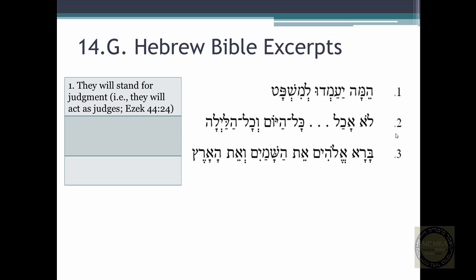So number 2, lo akal kol hayom v'kol halayla. So we have lo, which is a negator, akal, verb. Is it prefixed? No. No suffix, so this is the simplest form of the perfect, the third masculine singular. So "he did not eat," or "had not eaten," depending on how you want to translate it.